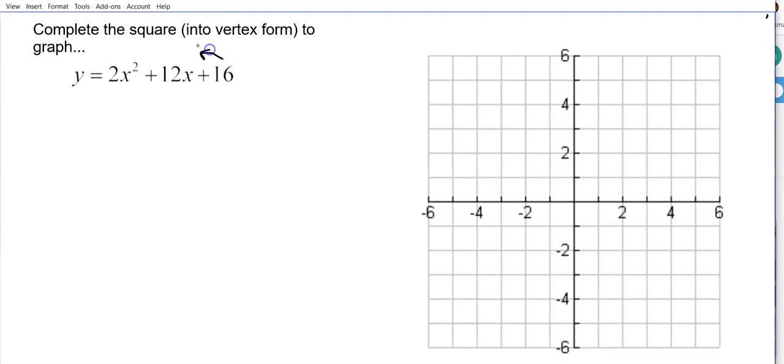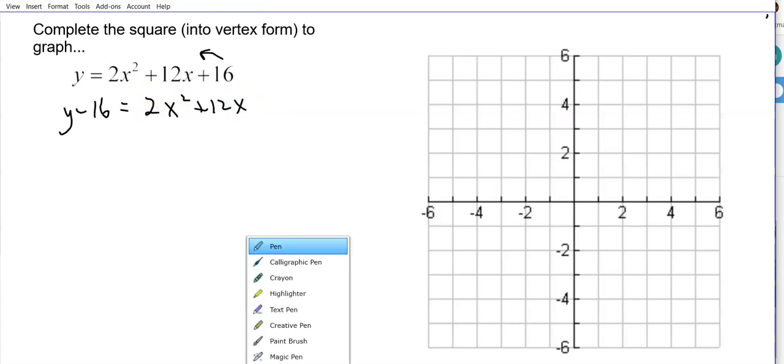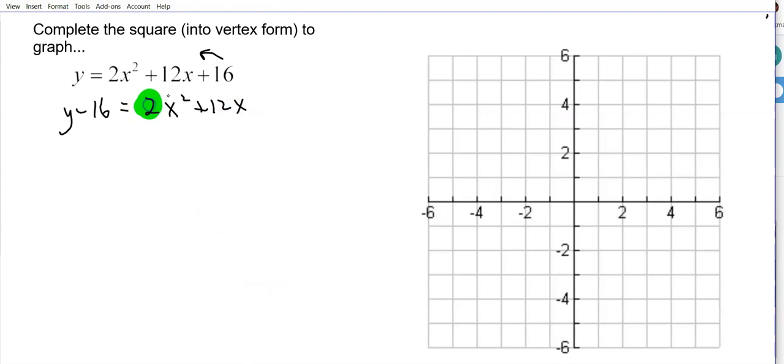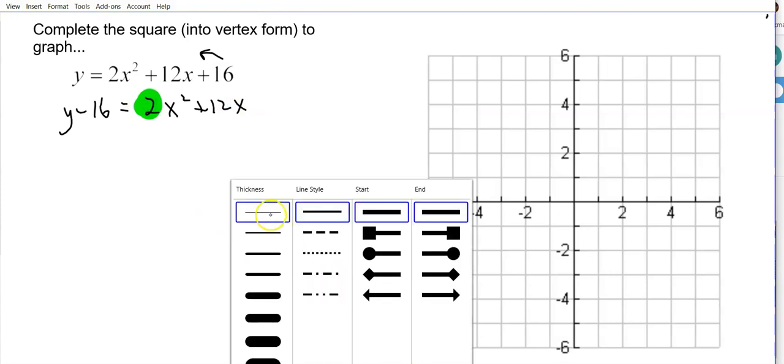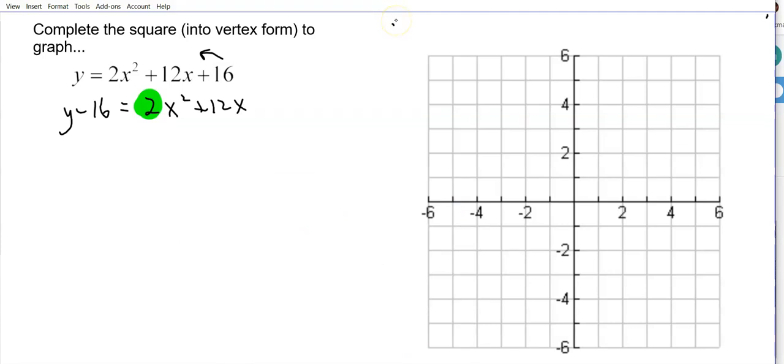Okay, so we're doing a little different version of this to complete the square here, but it starts out the same. So we're going to subtract 16. So y minus 16 equals 2x squared plus 12x. Because we have a leading coefficient of 2, that's going to change things when we're trying to put this into vertex form. It's a little tougher when we have a leading coefficient. So I don't want to divide everything by 2. It gets too kind of crazy.